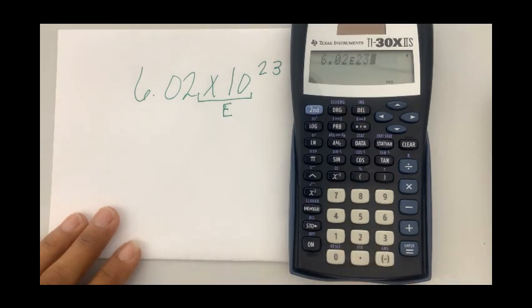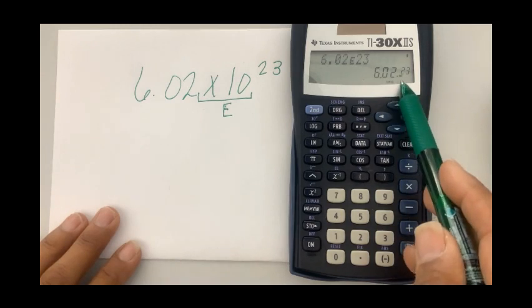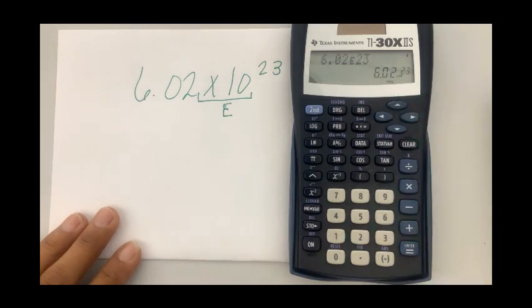Now, a lot of students tend to think that this is an actual calculation, and so they will want to hit enter after, as if it was calculating something. But if you hit enter, you'll see the actual value, 6.02 times 10 to the 23rd, okay? So that is the easiest way to put scientific notation into this calculator.